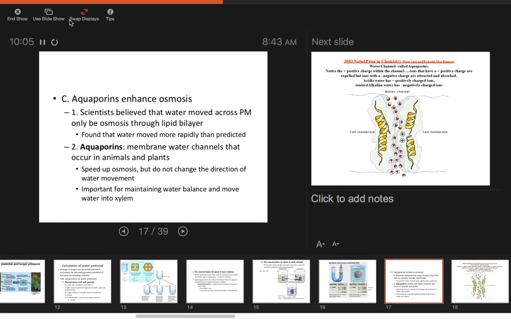Now, we actually read an article about aquaporins with freezing of frogs. Remember what's the term? Freezing of organs. Can't think of the word. It'll come to me.